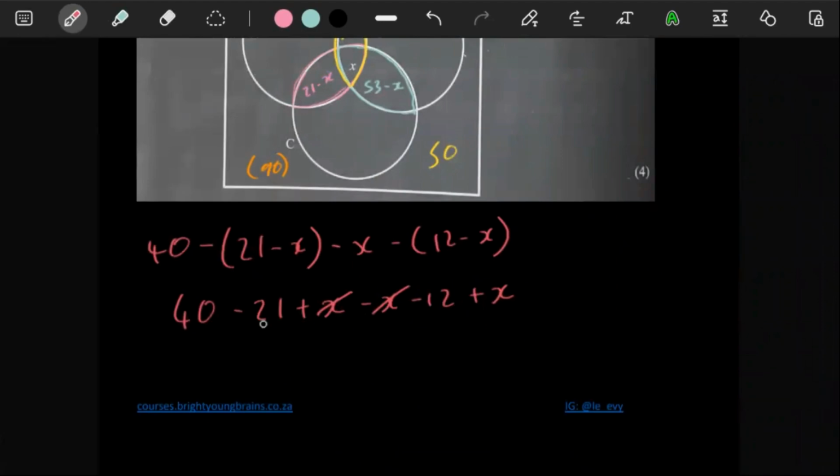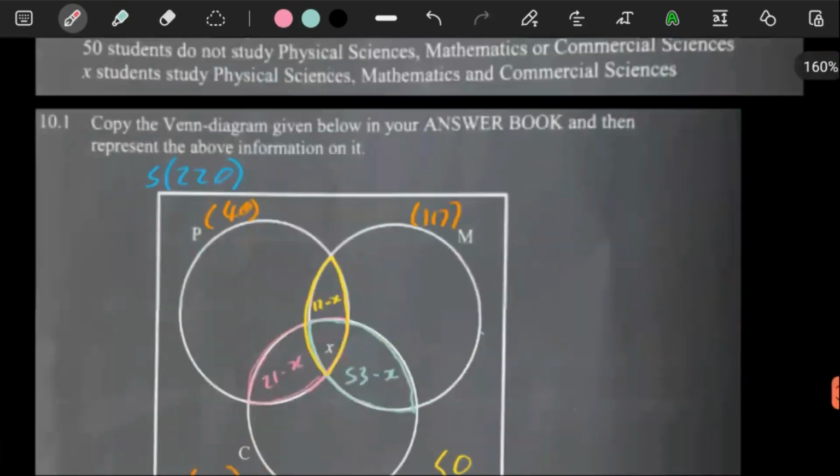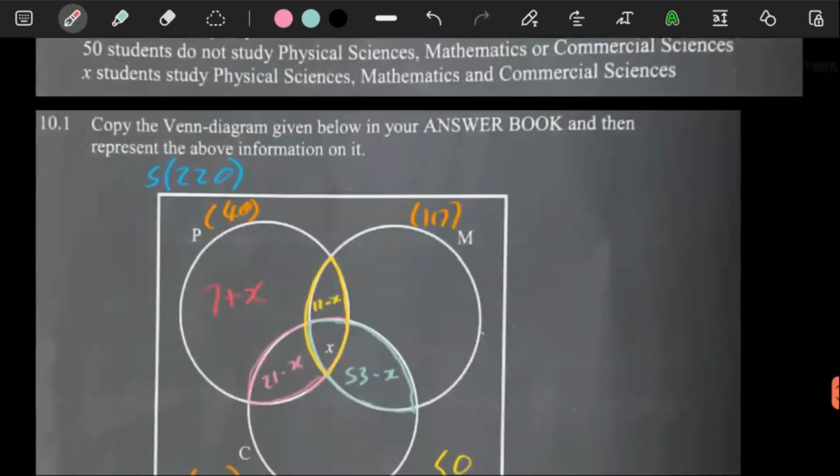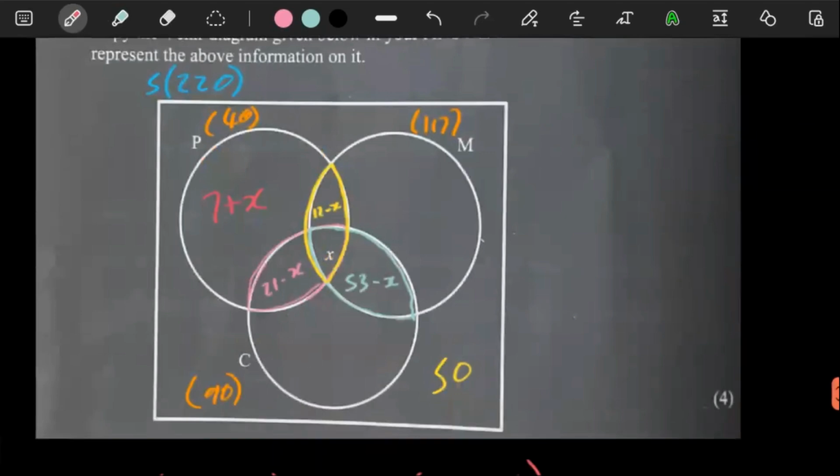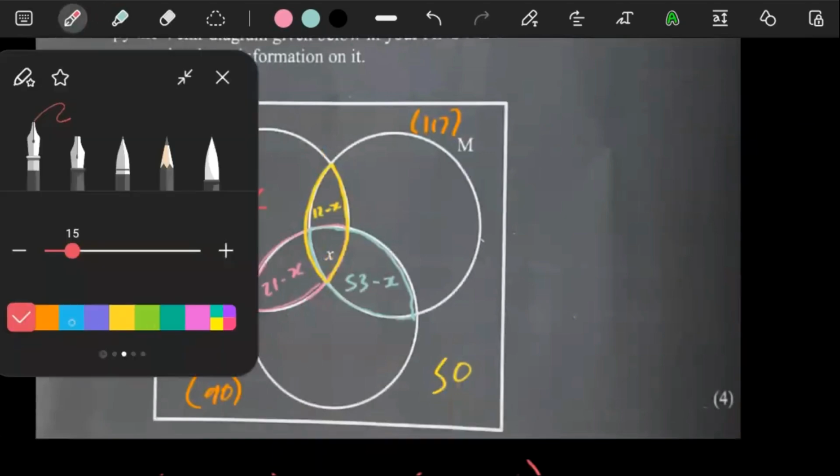So here, 40 minus 21, that's going to give you 19. Minus 12, that's going to give you 7. So this is 7 plus x. That's what goes here. We have to do the same for this slot, and the same for this slot, and then we have to make everything equal to 50.